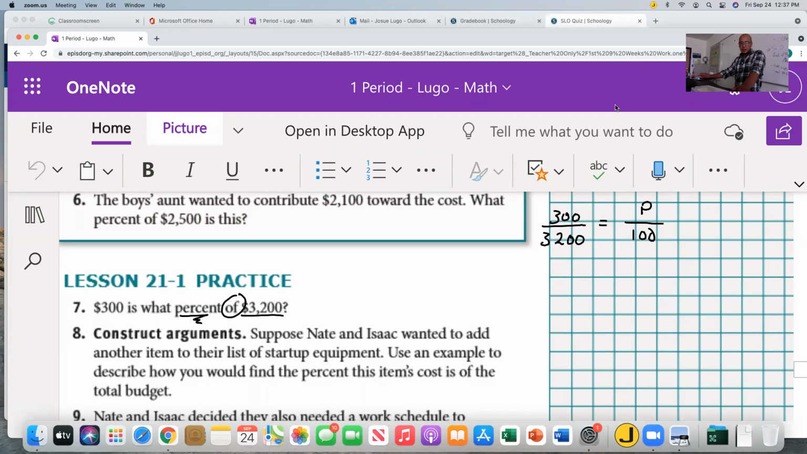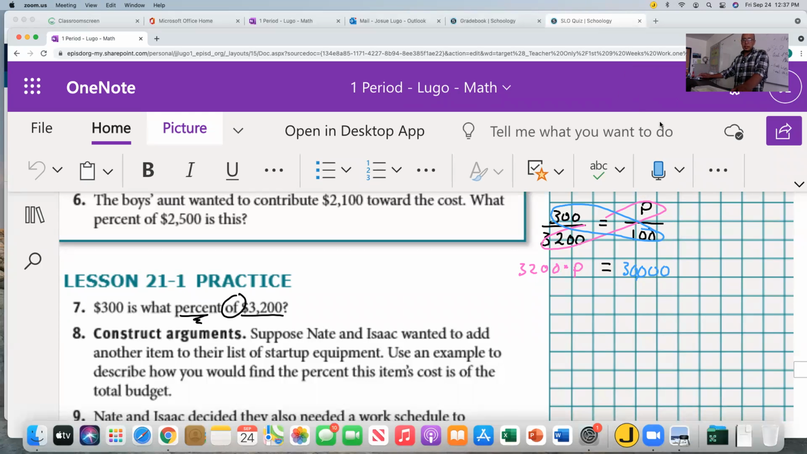Excellent. Next, let's go ahead and make another equation. But this equation is going to be my cross products. Let's cross multiply. So I'm going to multiply 3,200 times P. So we have 3,200 times P. And on my other side, I'm going to have 100 times 300, which is simply going to be 300 times 100. We just add 2 zeros. It's going to be 30,000.